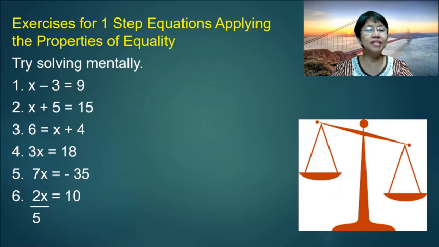And number 6, 2/5 x is equal to 10. So we first divide 10 by 2. The answer is 5. And then multiply 5 by 5. So x is equal to 25. Here are the answers.